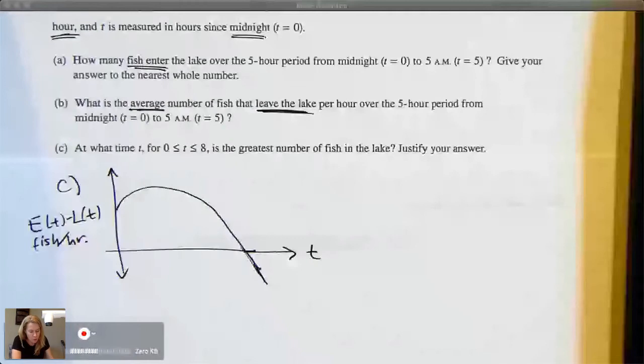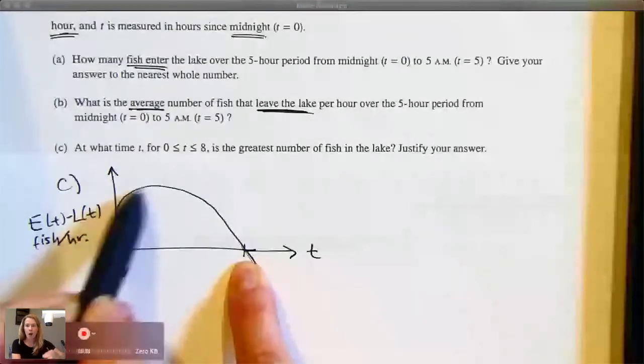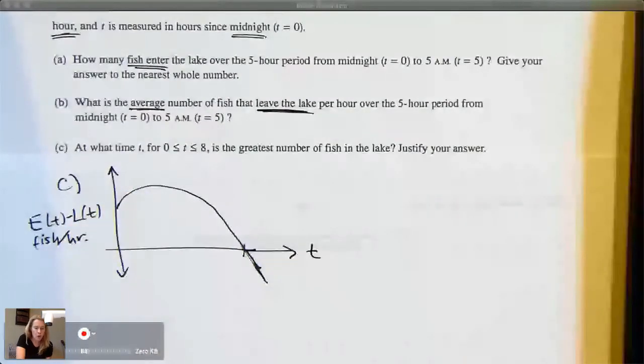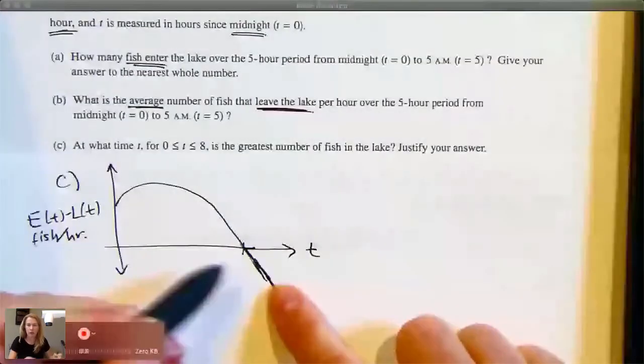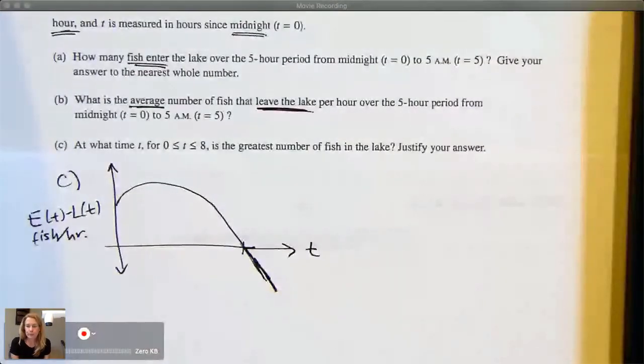And we haven't figured out what this point here is yet, but what do I know about all of this stuff where the graph is above the x-axis? What do I know is happening here versus what is happening over here? Can you figure out what is going on in the graph there? Nara's got it. Good. Yes, yes, yes.